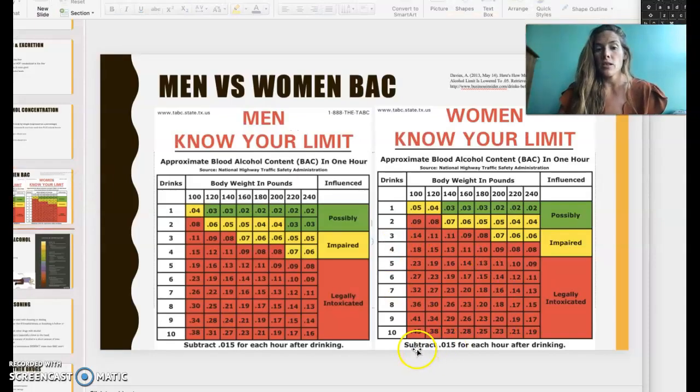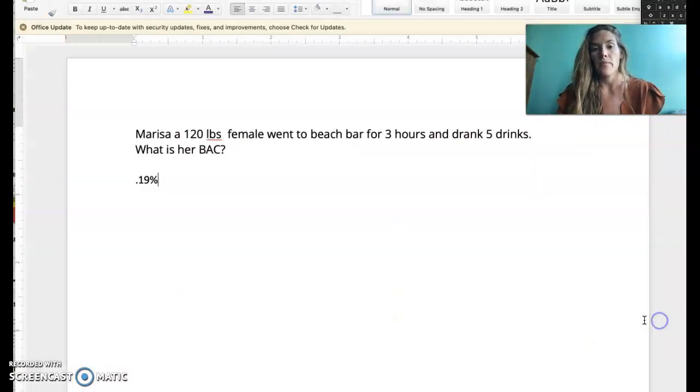But then note this little bit on the bottom, and it's the same for both males and females. Subtract 0.015 for each hour after drinking. So it said that Marissa is 120 pounds. She went to Beach Bar for 3 hours. So that's 3 hours. So we're going to take 0.19 and we're going to subtract 0.015. Now make sure you have that 0 in there. It's not 0.15, 0.015, okay?